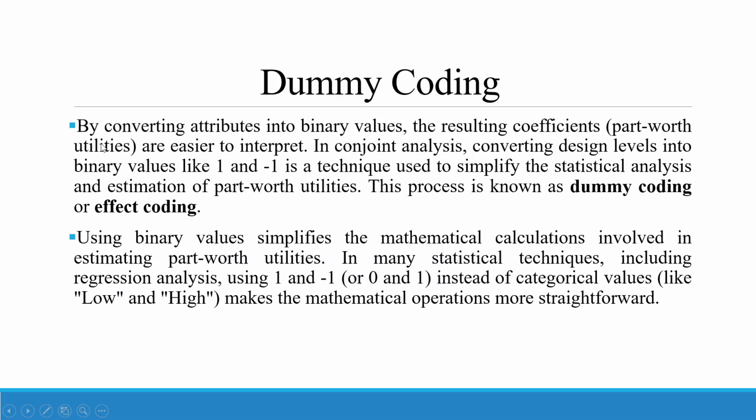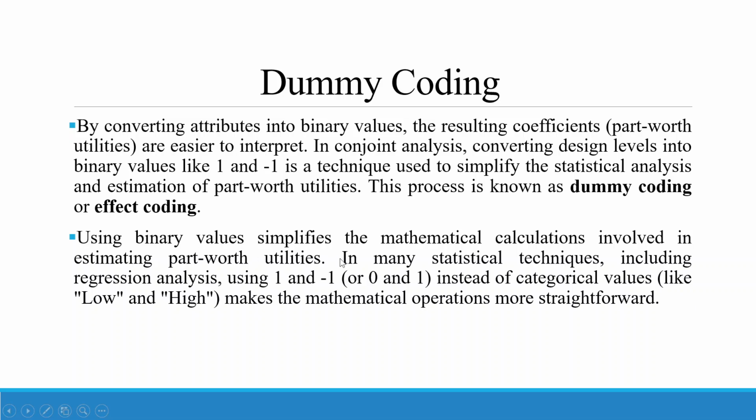Now we will do the dummy coding in this. By converting attributes into binary values, the resulting coefficients, part worth utilities, are easier to interpret. In conjoint analysis, converting design levels into binary values like 1 and -1 is a tactic used to simplify the statistical analysis and estimation of part worth utilities. This process is known as dummy coding or effect coding.